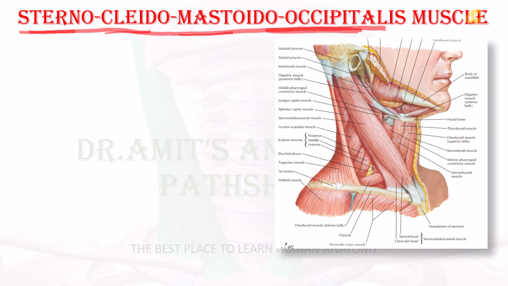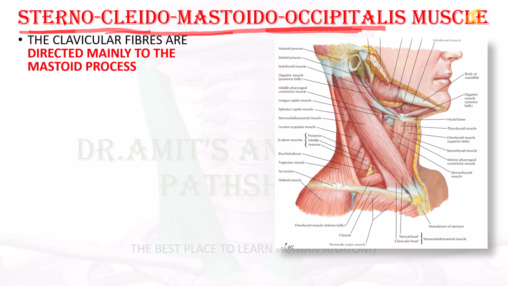Sternocleidomastoid-occipitalis muscle. Why is it named so, children? Sterno from the sternum origin, clavicular from the clavicle, insertion mastoid, and the occipital superior nuchal line part is the occipital part. So this is the actual name of this muscle.